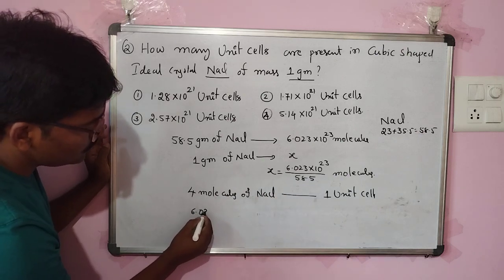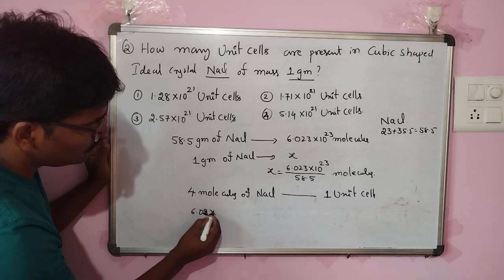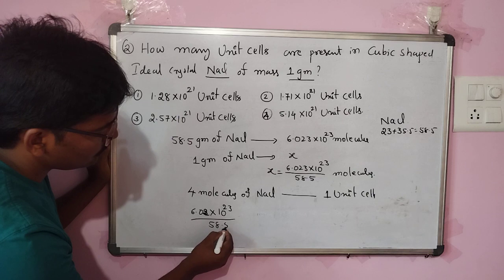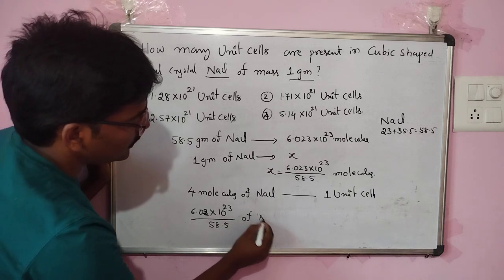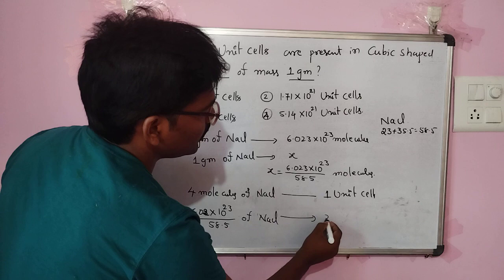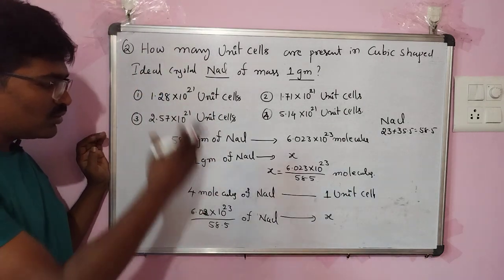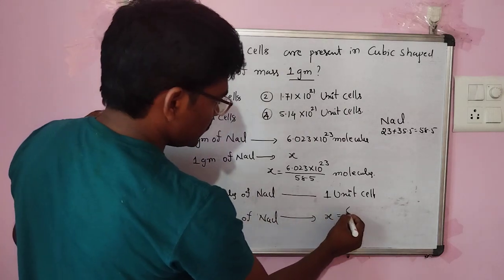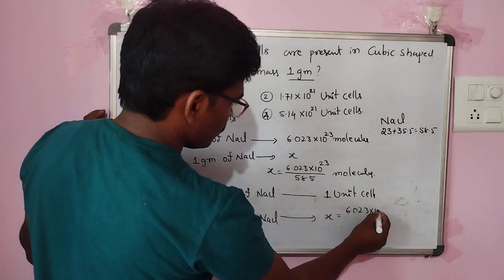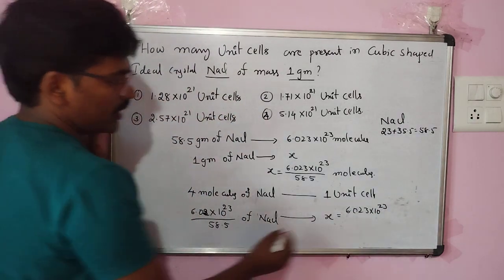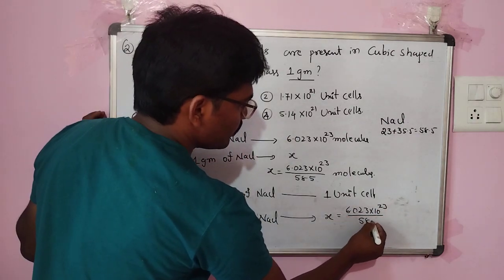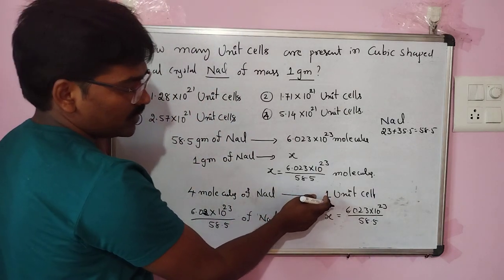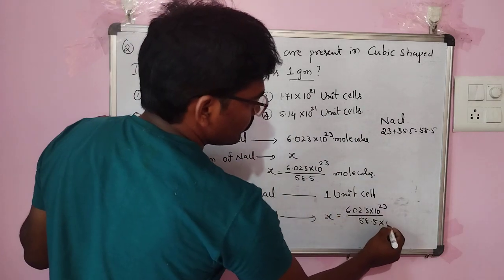Then 6.023 into 10 to the power of 23 divided by 58.5 number of NaCl contains how many number of unit cells? So that you have to do the cross multiplication. Sir, what is the cross multiplication? Look at, 6.023 into 10 to the power of 23 divided by 58.5, this is into 1, again divided by 4.